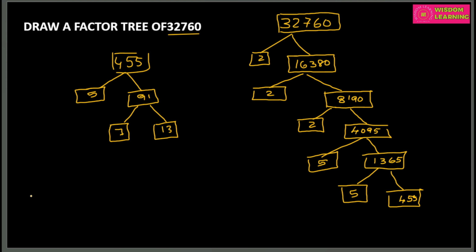So the factorization is: 32,760 is equal to 2 raised to 3, into 5 raised to 3, into 7, into 13. This is how to find the factors using a factor tree.